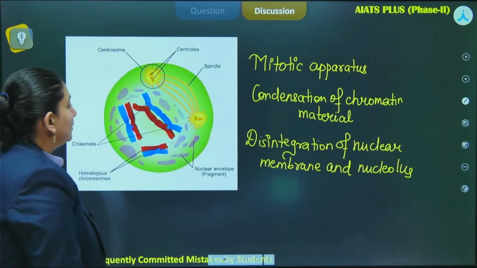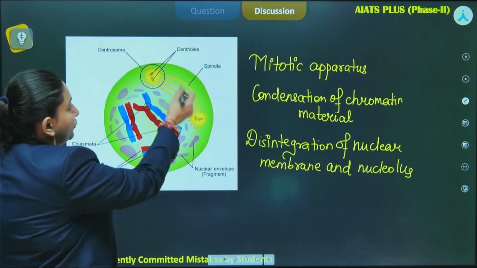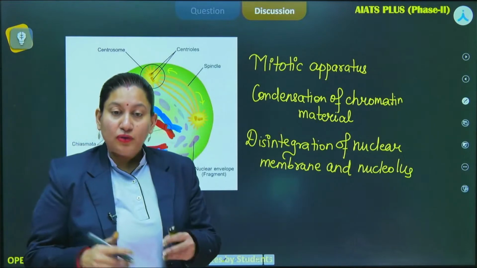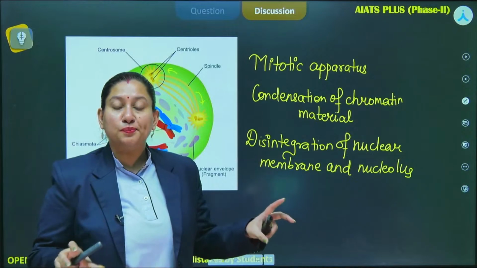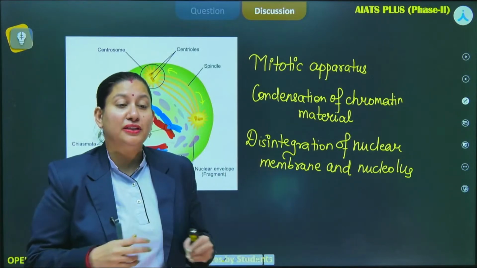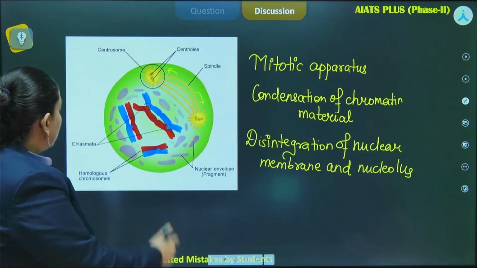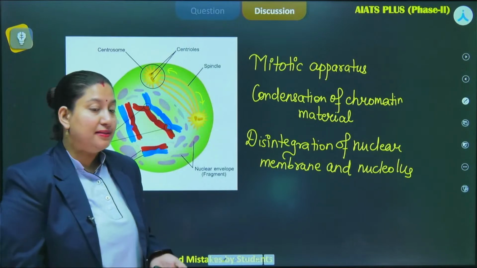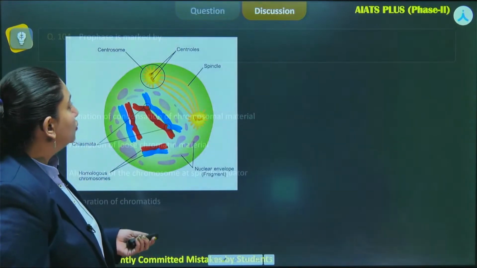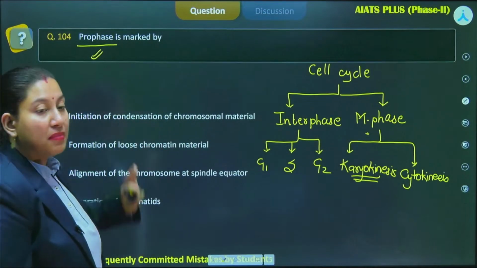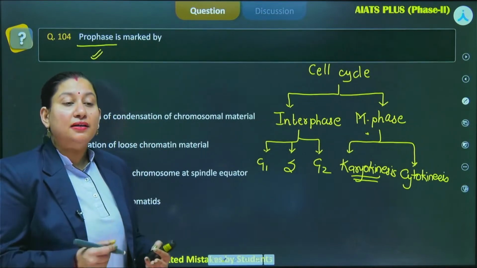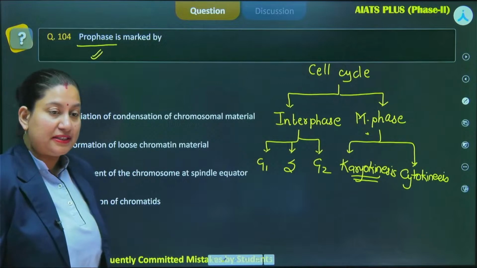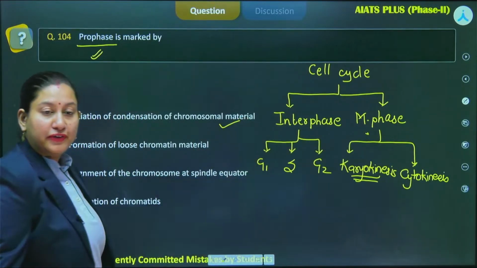So you could clearly see over here that the centrosomes are now moving towards the pole. Sometimes we get confused between the centriole, or we could say centrosome, moving towards the pole and chromatid moving towards the pole, right? So these are two different phases. And apart from that, you could clearly see that over here, the condensation of chromatin material is also taking place, right? So if we move back to the question, the question is saying that it is marked by. So we have to identify the characteristic event of that. The very first option says initiation of condensation of chromosomal material. That is the characteristic event of prophase, right?